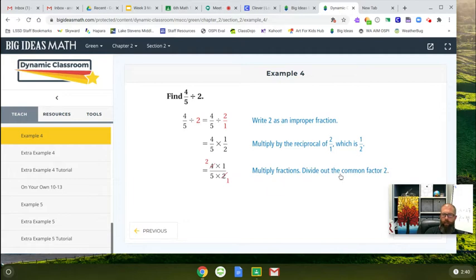Then they divide out the common factors of 2 because 2 and 4 both can be divided by 2. Cross out the 2 and it's a 1. Cross out the 4 and it's a 2. Now, if you don't do this beforehand, you can still get the answer. 4 times 1 is 4. 5 times 2 is 10. You just have to reduce it. 4/10 would be 2/5, which is 2 times 1 and 5 times 1.